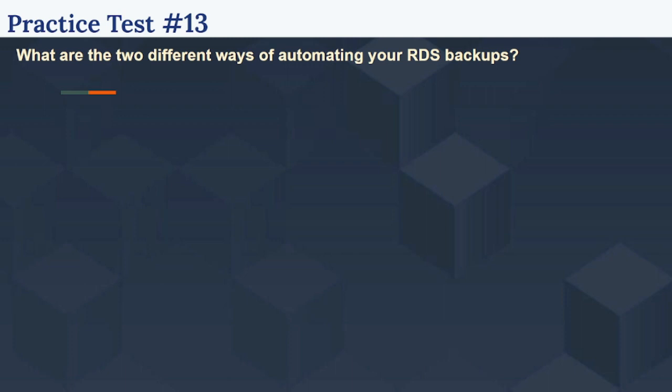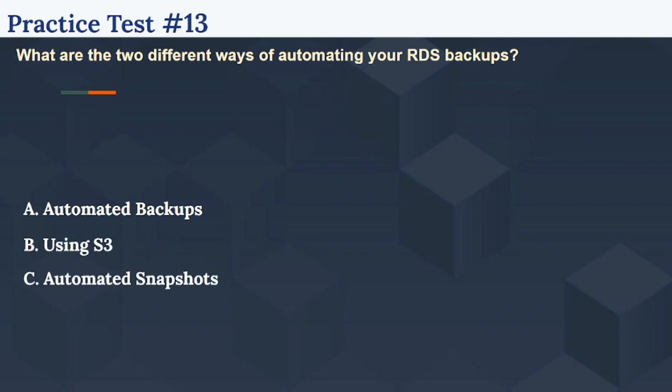So the 13th question is. What are the two different ways of automating your RDS backups? So the options are. Option A. Automated backups. Option B. Using S3. Option C. Automated snapshots. Option D. Using Data Pipeline. Please select your answer in the next 5 seconds. 5, 4, 3, 2, 1.